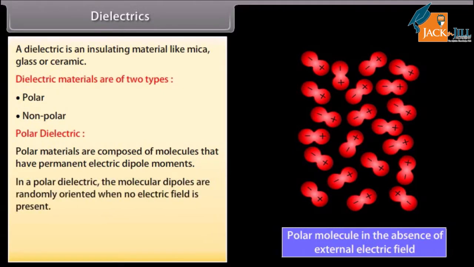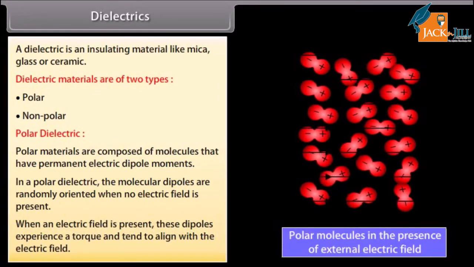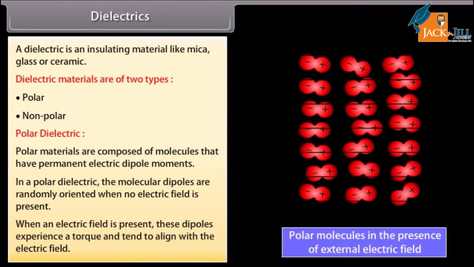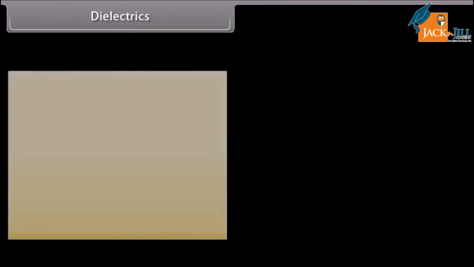In a polar dielectric, the molecular dipoles are randomly oriented when no electric field is present. When an electric field is present, these dipoles experience a torque and tend to align with the electric field.